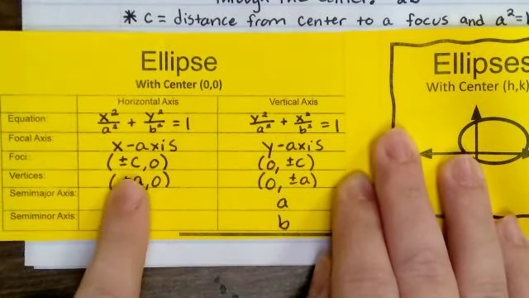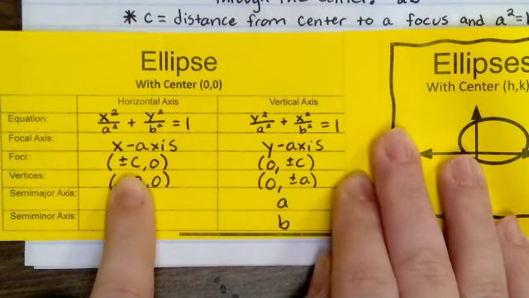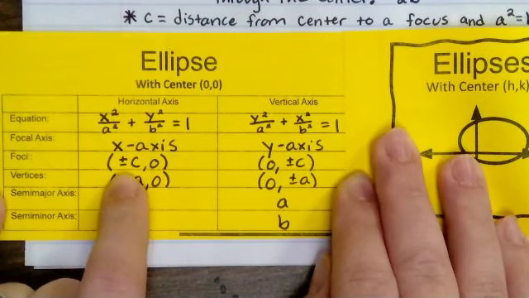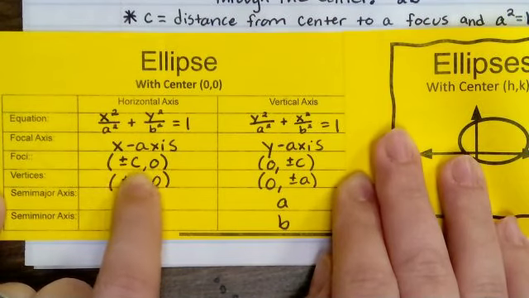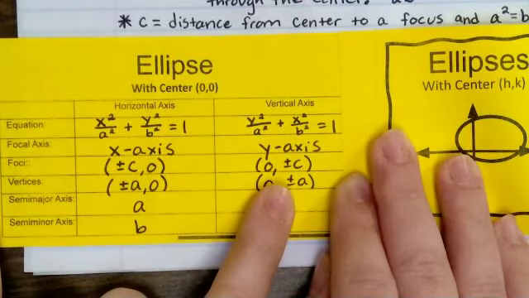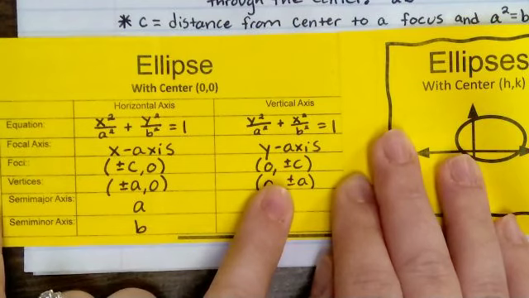Our foci, because remember we have two of these focus points, and so plural, we call them foci. The way that we find them is we just look at both the positive and the negative. So we get 2 points. We're going to get positive c, 0 and then negative c, 0. So you're going to get 2 different points. And then if we look at foci for the vertical axis, that's just swapped. So it's 0 and then plus or minus c.